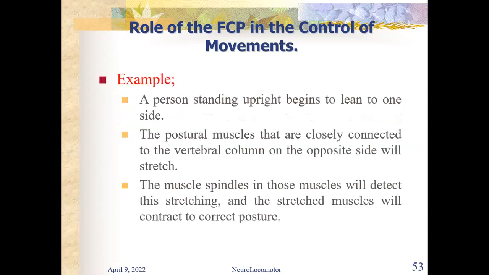So this is an example of how posture is corrected. Maybe when someone is leaning to one side, the function of the stretch reflex is to correct posture. This is an example, as I have shown here, of the steps that happen when a person starts leaning to one side. The postural muscles are there to correct the posture. Maybe when the person is falling out of posture, the muscle spindles in these muscles will detect the stretch, and the stretched muscles will contract to correct posture, the effect of the alpha motor neurons.